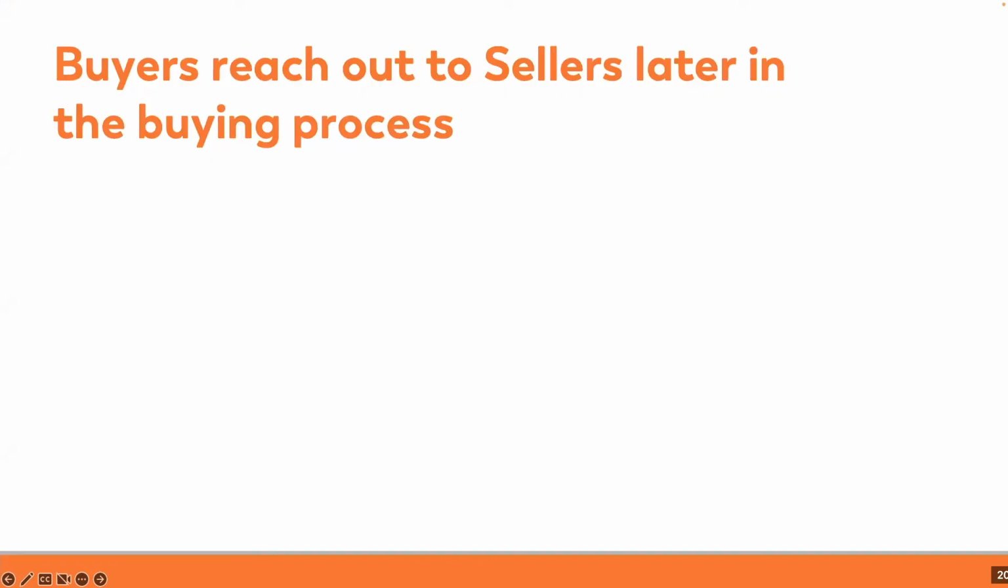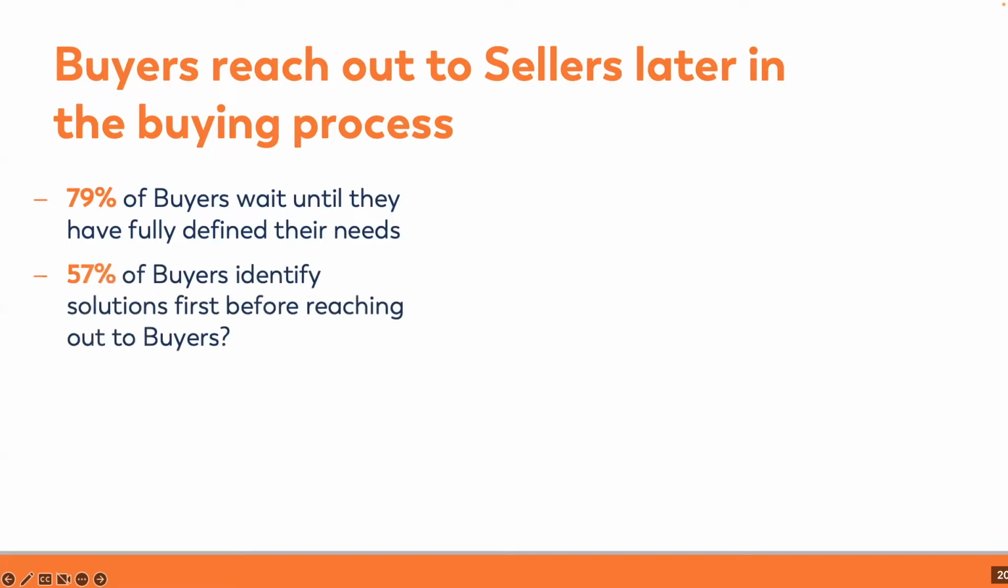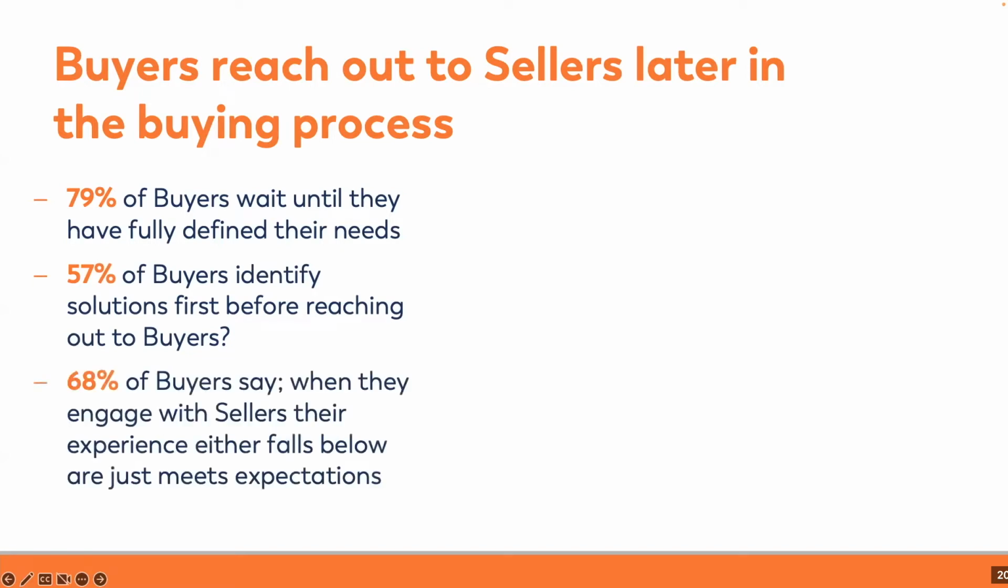Now, the research comes from Korn Ferry. It's been around for quite a few years. This research has been updated in 2021. But here's what's happening. Buyers are reaching out to sellers later in their buying process. And what the research tells us is that roughly 79% of buyers wait until they have fully identified their needs before they reach out to salespeople. 57% of buyers identify solutions first before they reach out to sellers. And 68% of buyers say that when they have experiences with salespeople, they either meet or exceed expectations.